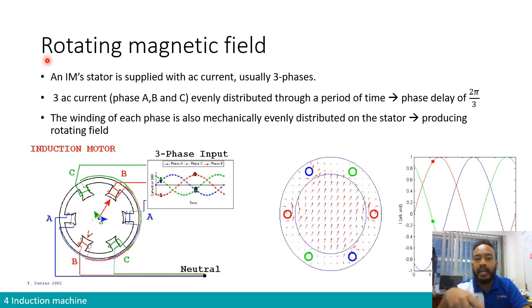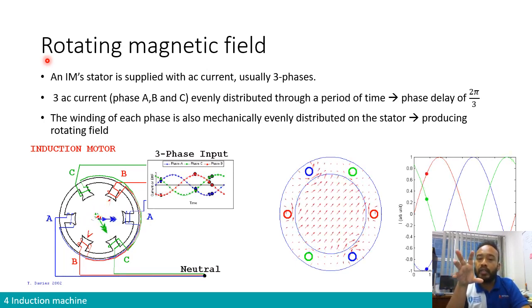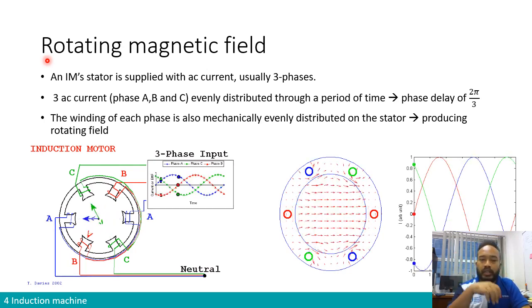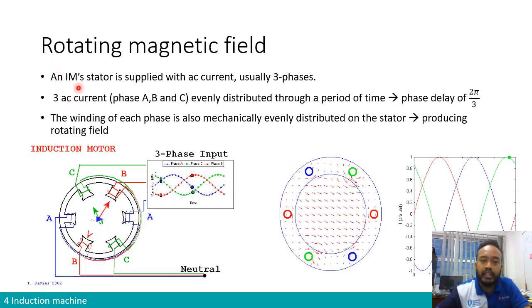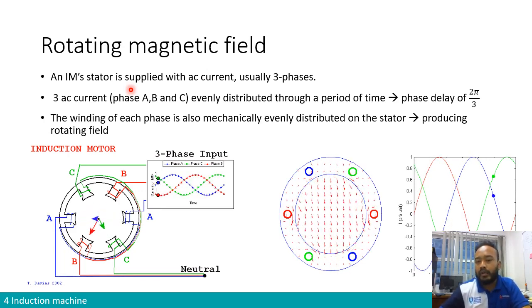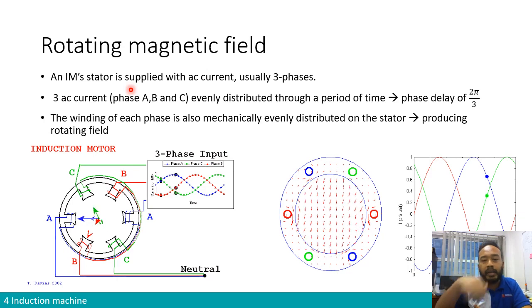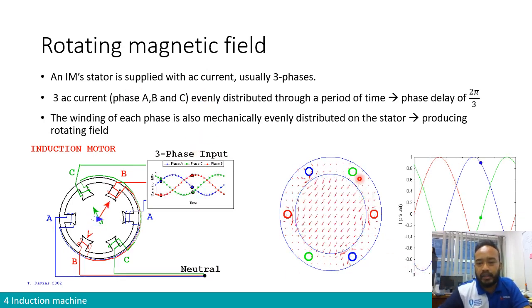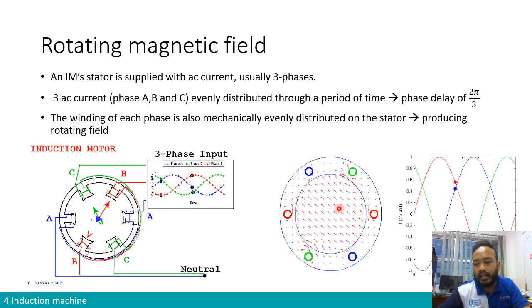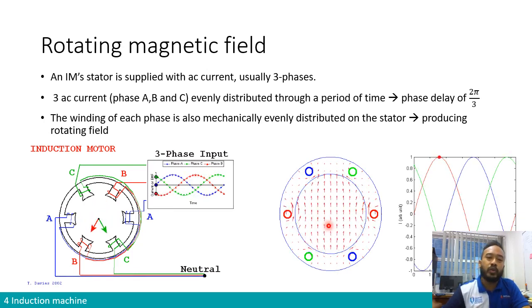This rotating magnetic field is going to create induced EMF inside the rotor. The induction machine stator is usually supplied by AC current. Now we're going to look at how we create this rotating magnetic field. As we can see over here, the arrows show the intensity of the magnetic field and its direction. So it's a vector of the magnetic field, and we can see that it is rotating. So how do you produce this rotating magnetic field?